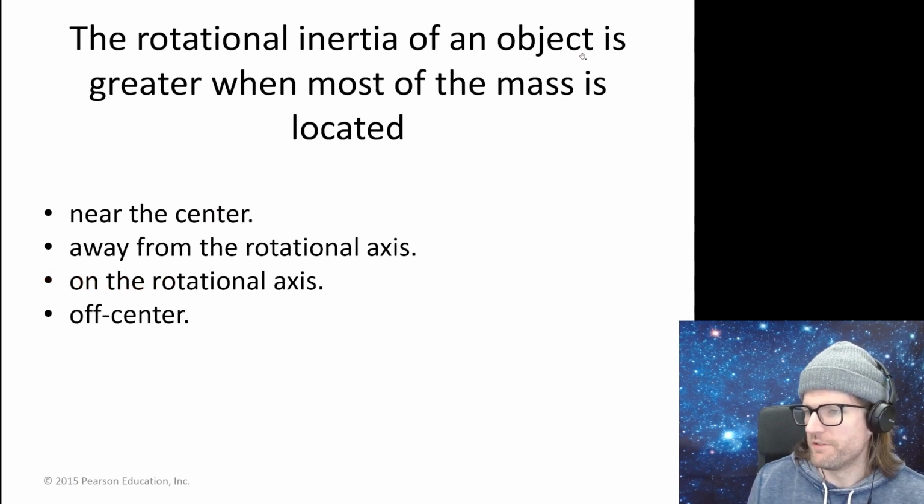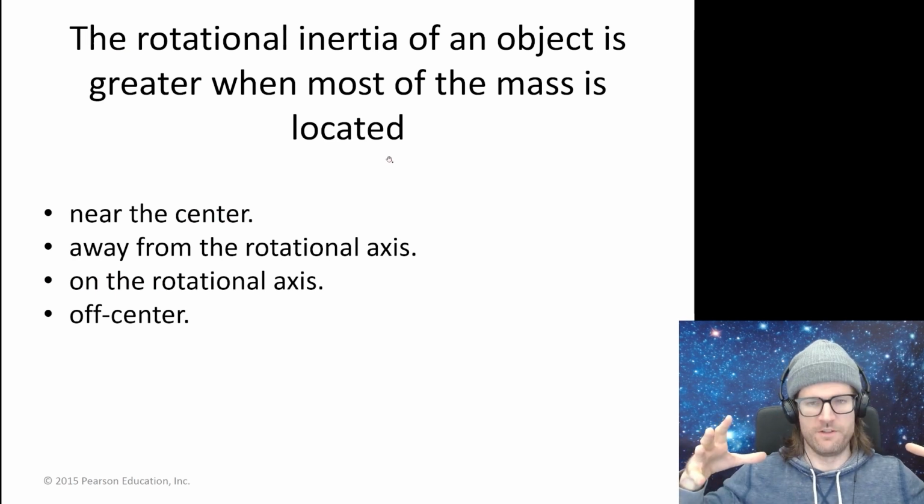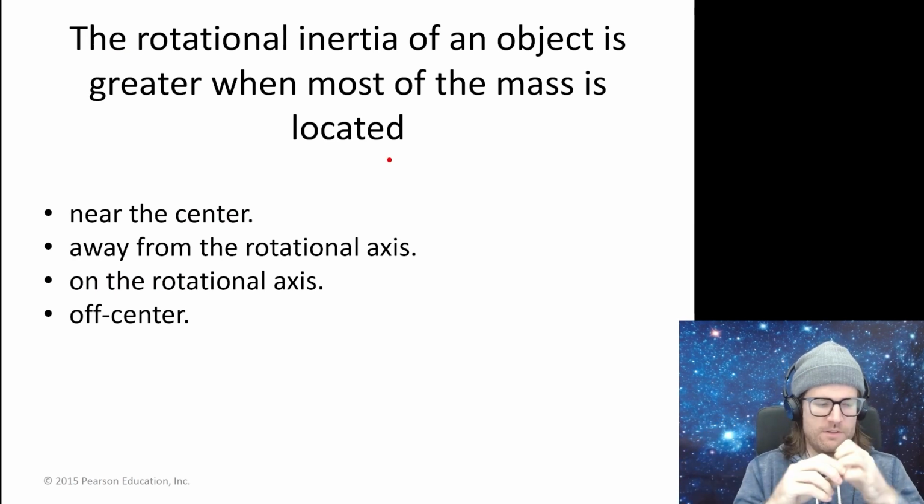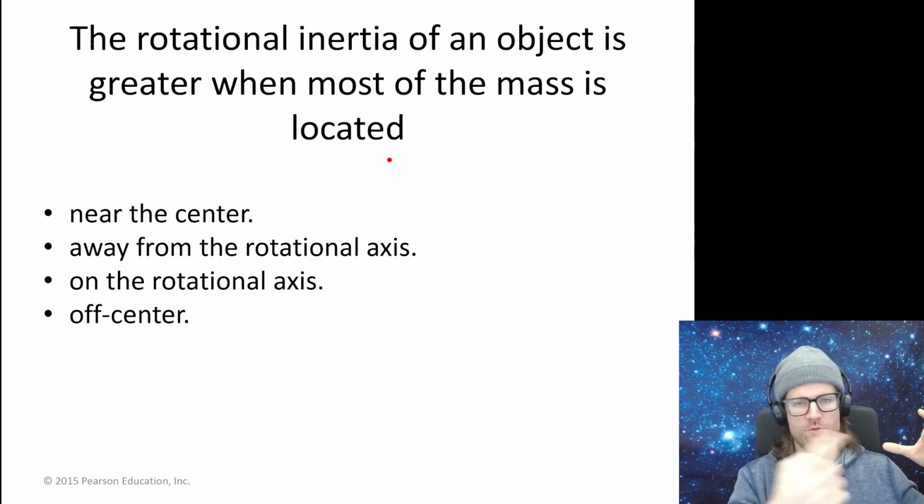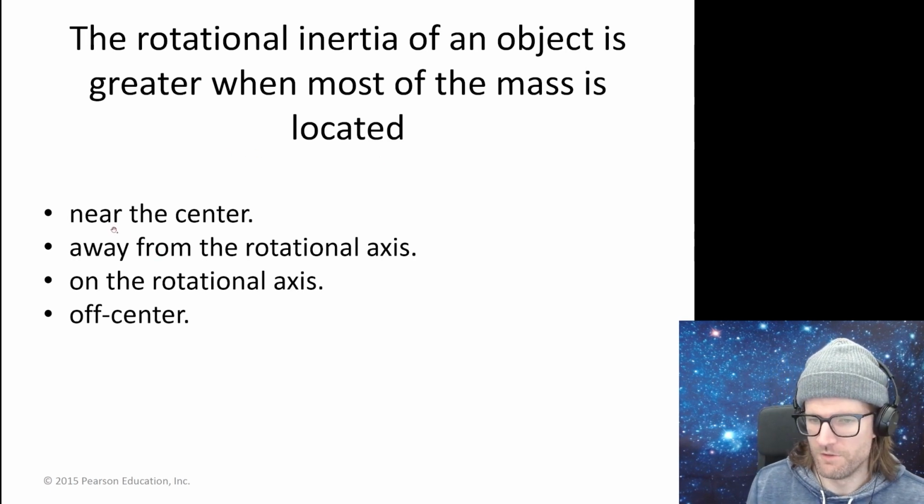The rotational inertia of an object is greater when most of the mass is located. Well, we know that's far away from the center. If it's close, it's going to rotate really fast. If it's far away, it's going to be rotating more slowly. So near the center, no. Away from the rotational axis, that sounds good. On the rotational axis, that's going to be almost nothing. Off center, not sure what that means. I think this one is the best answer.